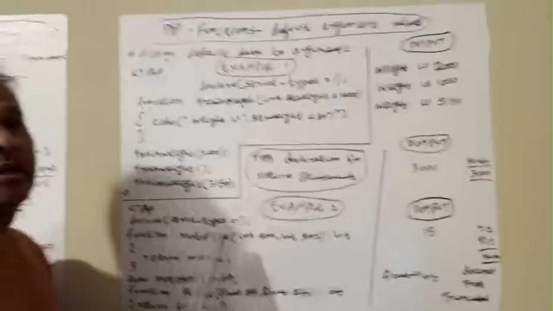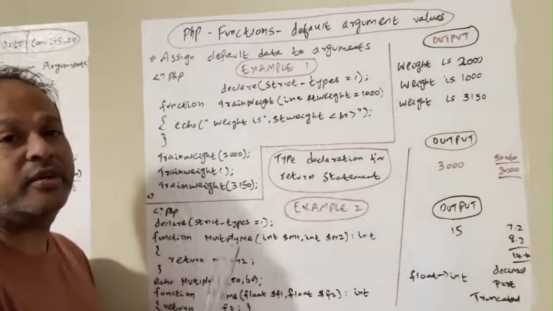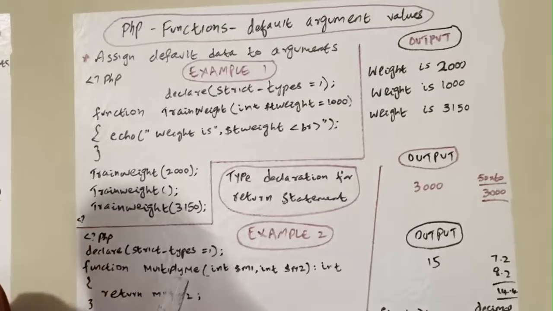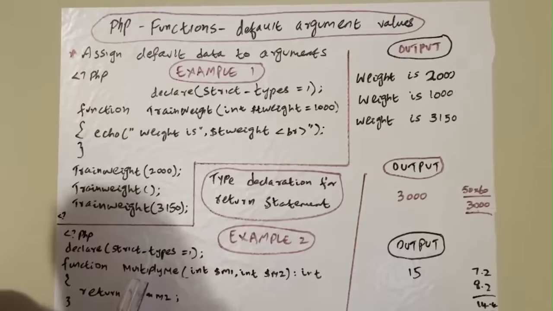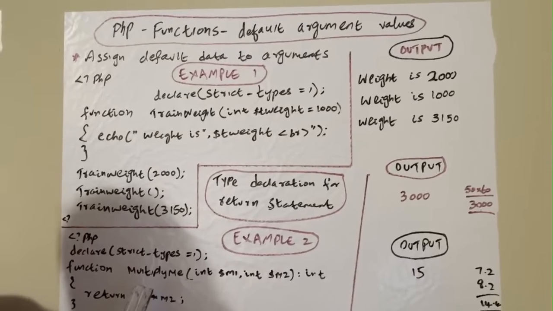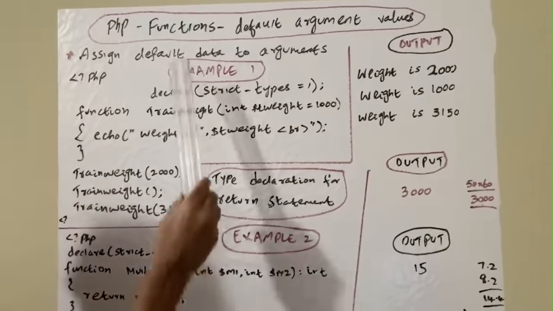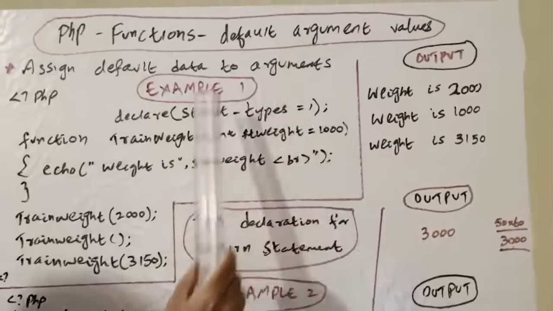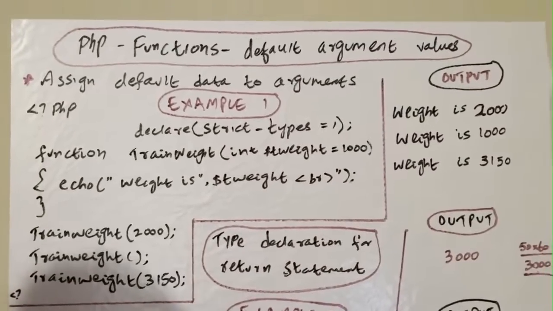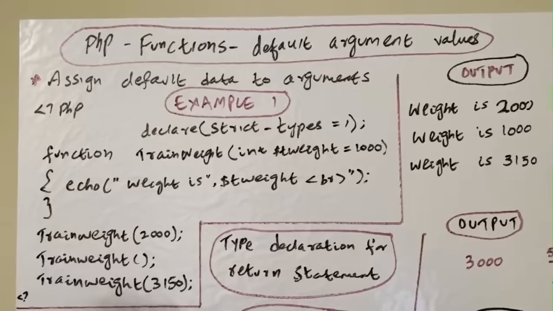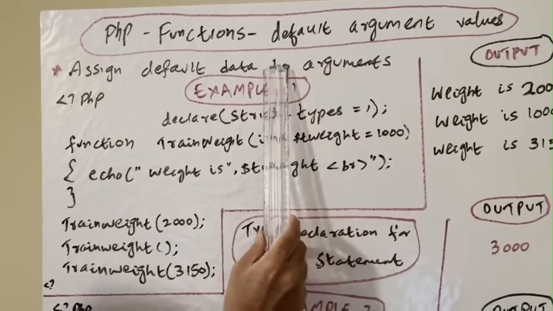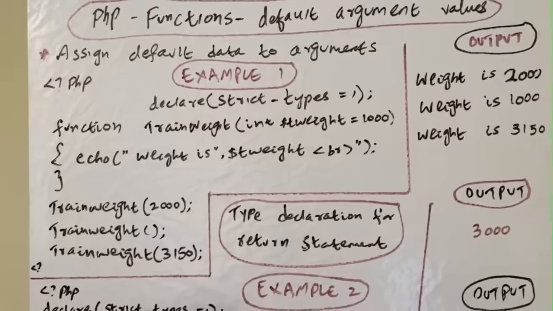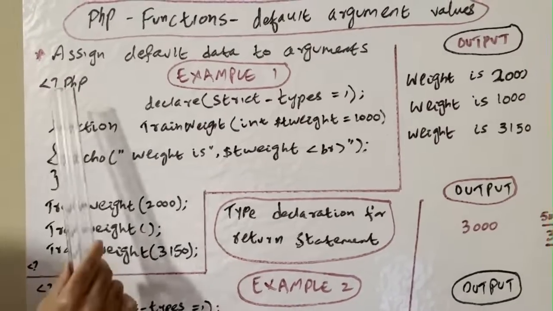Hi, this is a continuation of the previous PHP functions, arguments, type declarations. Please watch those before this. You'll get a better understanding. In this video, I'm going to talk about the arguments. What are the default argument values we pass? Assign default values to the arguments, the data. I gave two examples. Let's see what it is.